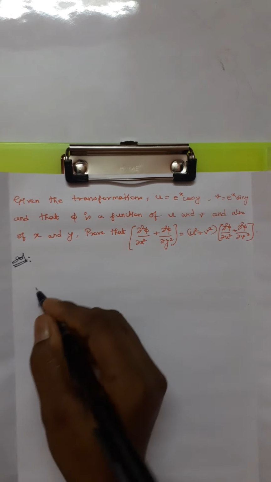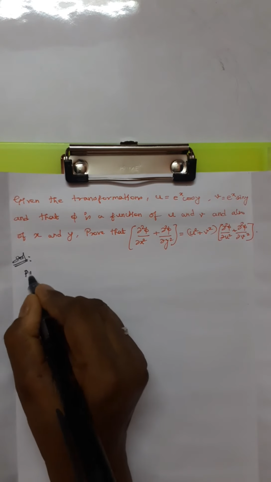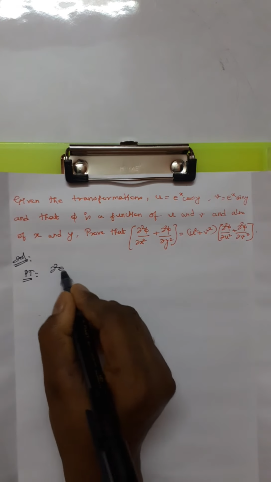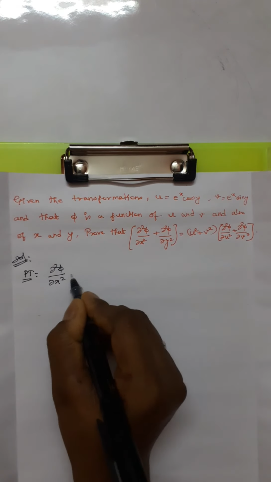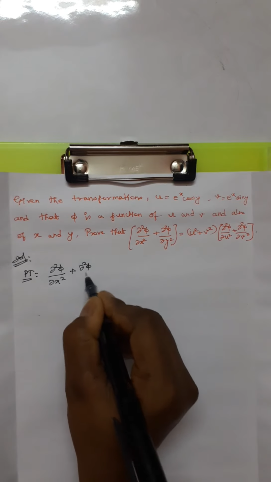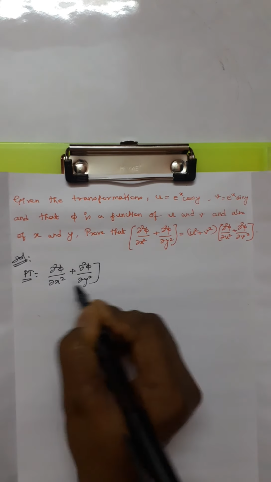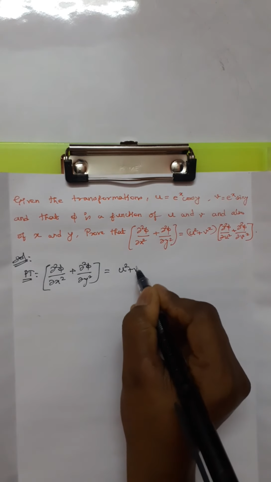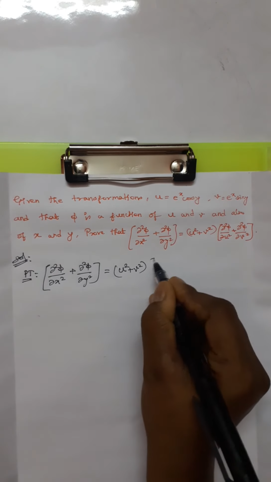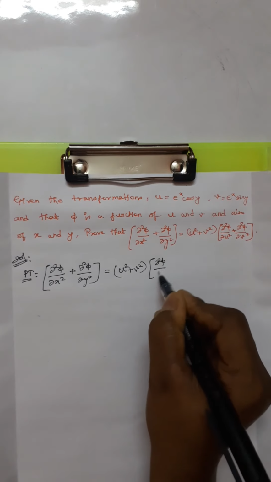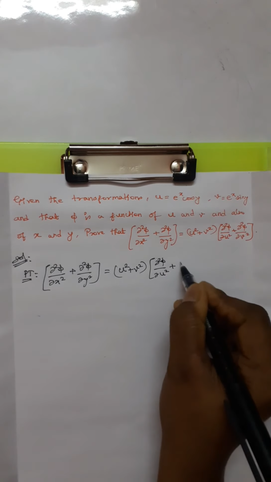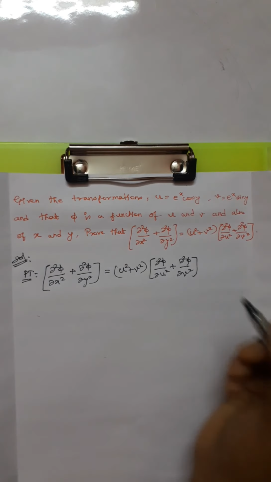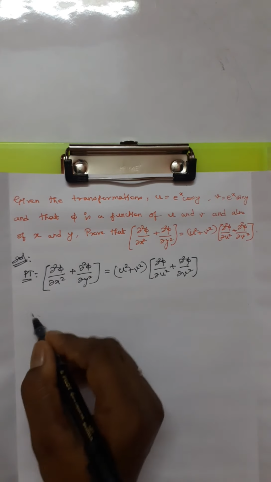So, to prove that, dou square phi by dou x square plus dou square phi by dou y square is equal to u square plus v square into dou square phi by dou u square plus dou square phi by dou v square. This is what we have to prove.